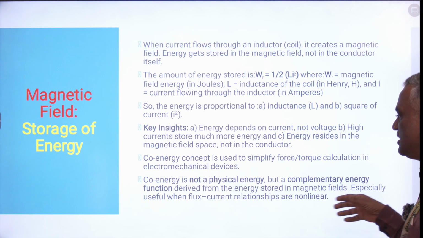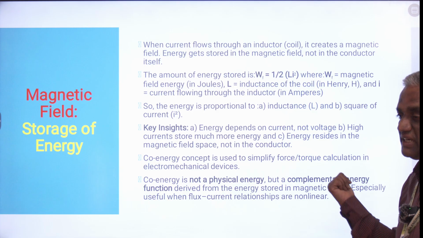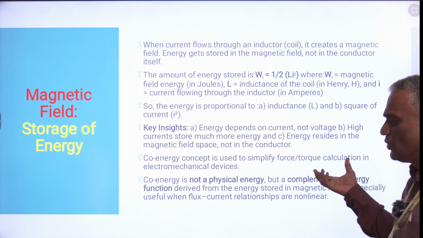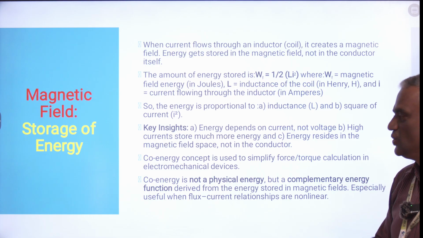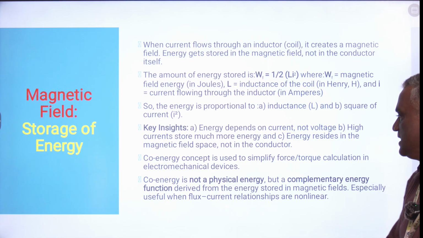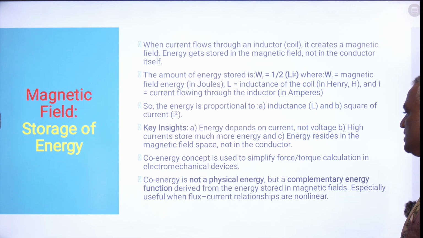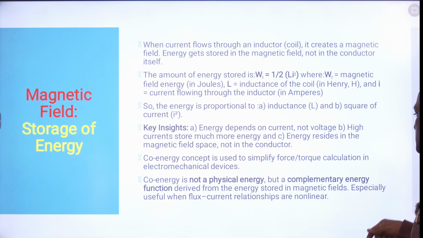It is a complementary energy function which has been derived from the energy stored in the magnetic field, which is nothing but the field energy. So what is the purpose of this co-energy? The co-energy is used to derive the force as well as the torque. Once the force and torque are derived, we can proceed with the devices under consideration.